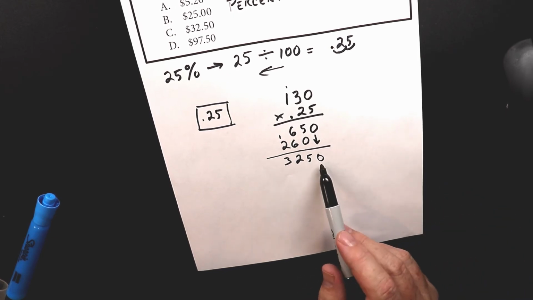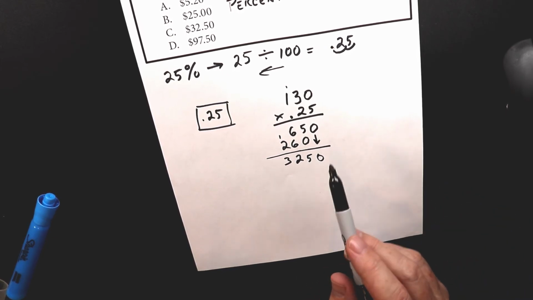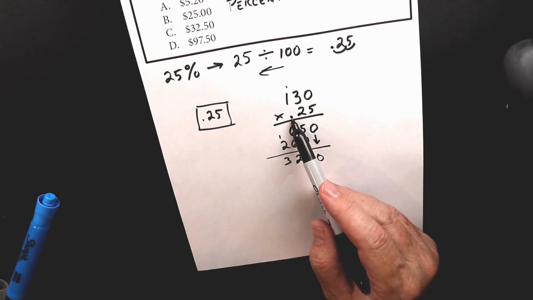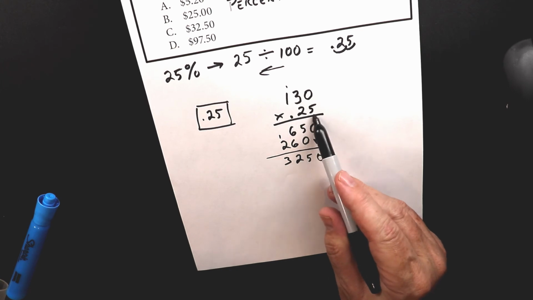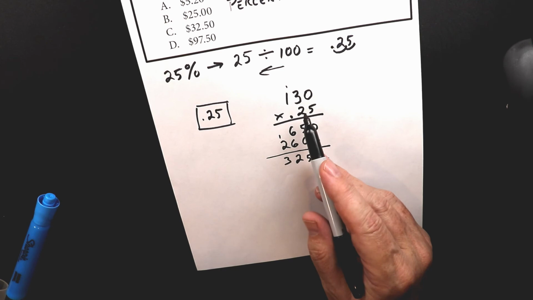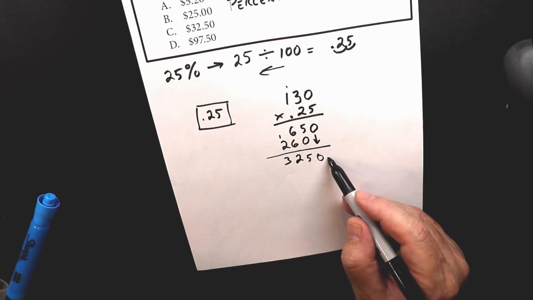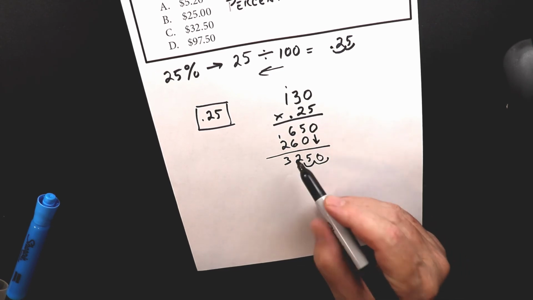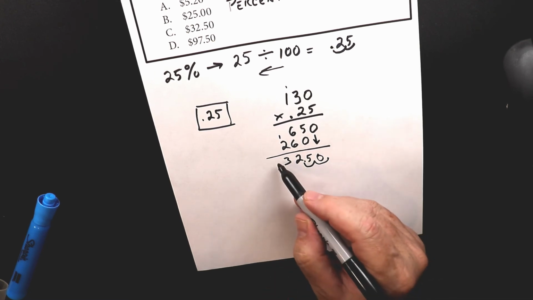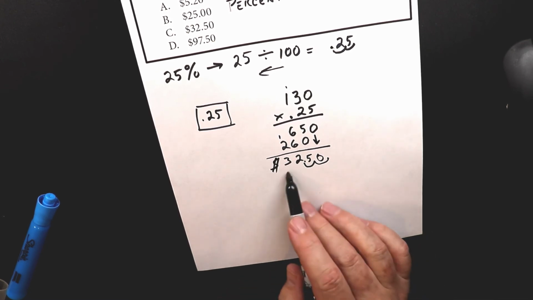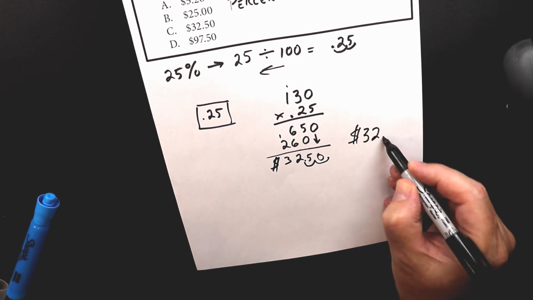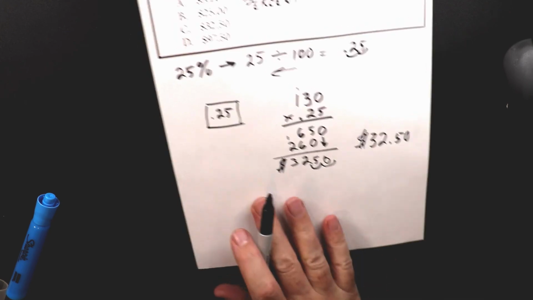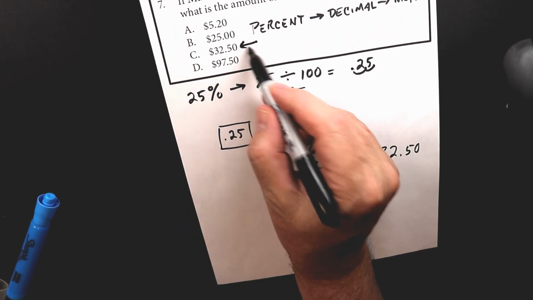Now, the answer isn't 3,250 because you have to remember, since this is a decimal, you have to move the decimal point over 2 spaces because there are 2 spaces to the right. So since it's to the right up here, I move it to the left down here. So 1, 2, right there. So Manuel saved $32.50. And if we look over here, it's letter C.